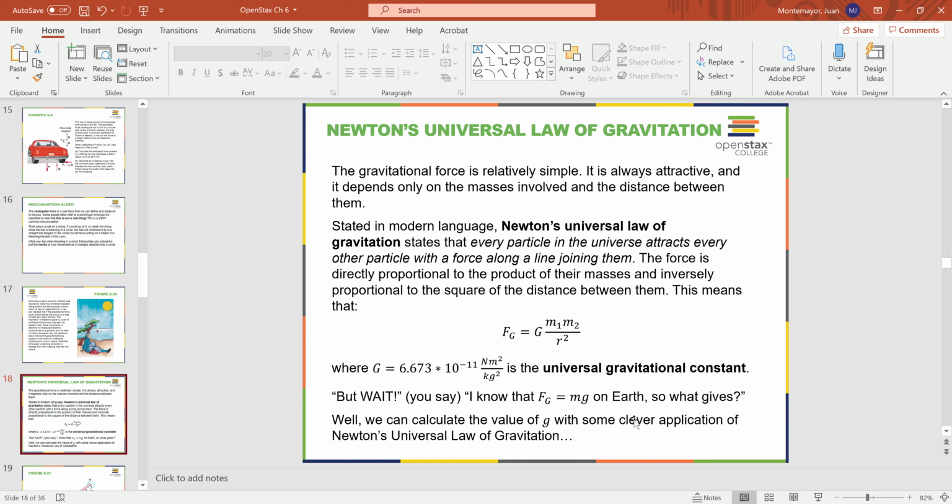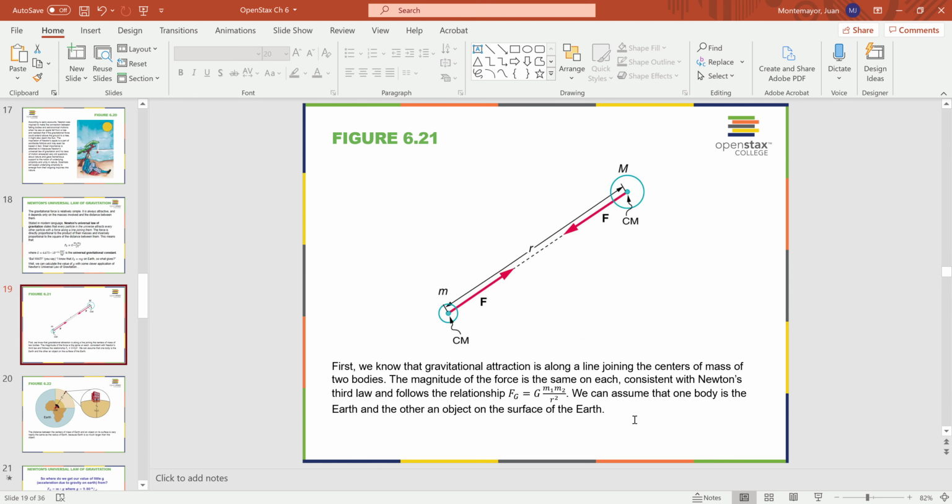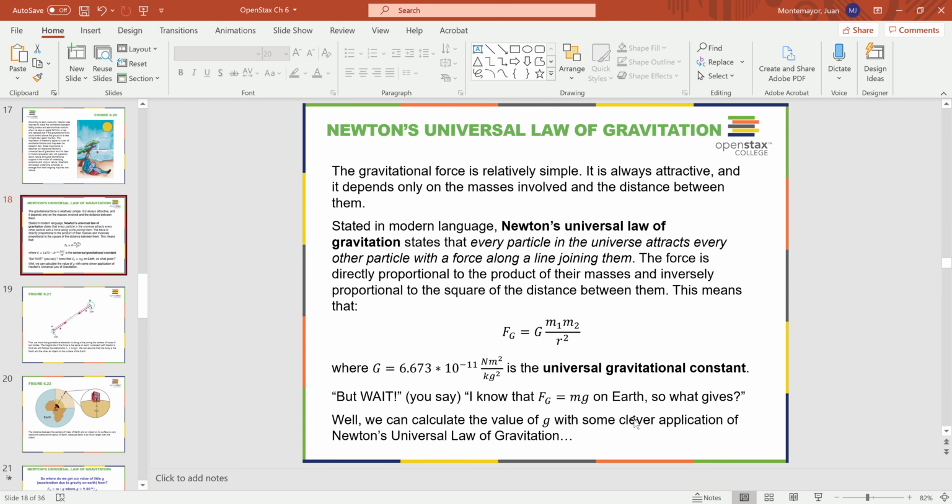where m1 and m2 are the two particles that we're talking about, over r squared, where G is just a constant, 6.673 times 10 to the negative 11th. But wait, you said that I know that Fg is mg on Earth, so what's the difference? Well, we can calculate the value of G with some clever application of Newton's universal law of gravitation. Basically, if you were to take mass 1 as the Earth, mass 2 being an object, and the radius between the center of the Earth and the object, you would basically still get mg.